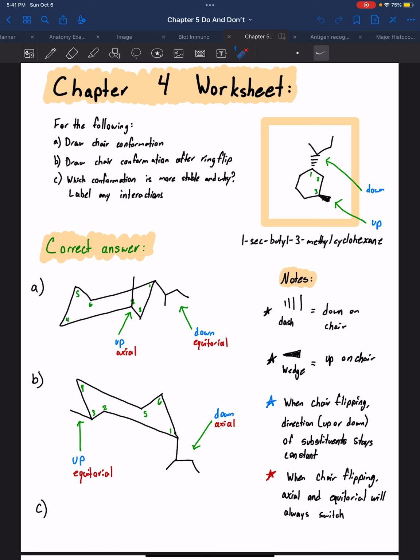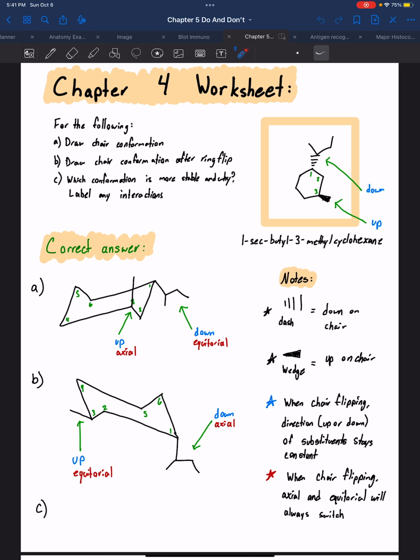Same thing with this right over here. We said it was going to go up. The arrow is pointing up, so axial is going to be up. So then we had to draw our methyl group going up. Okay, so that's our first chair confirmation. Then we'll go to B. Draw your chair confirmation after a ring flip.